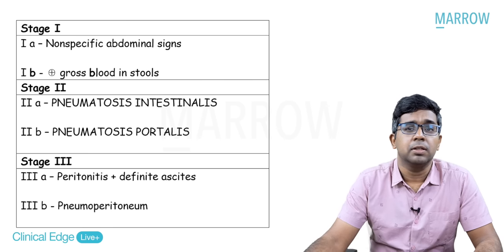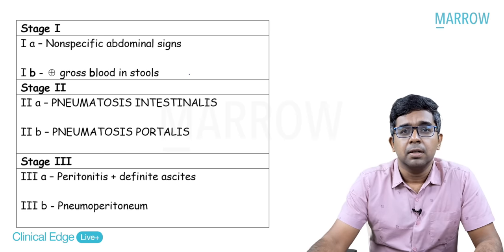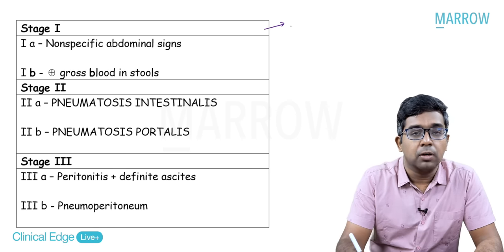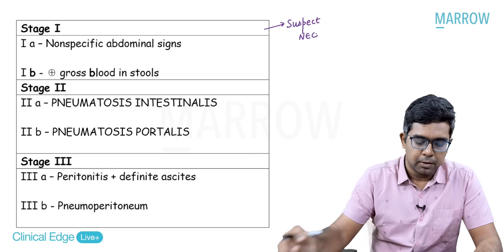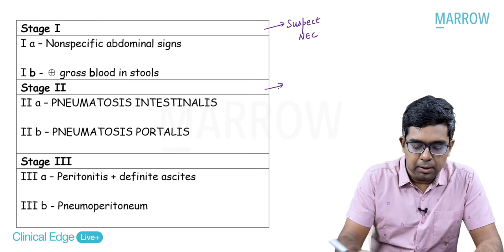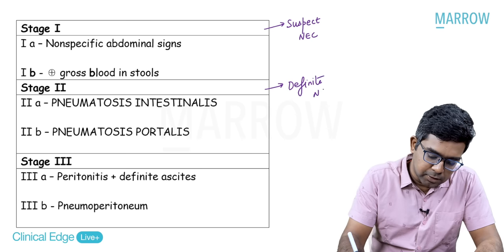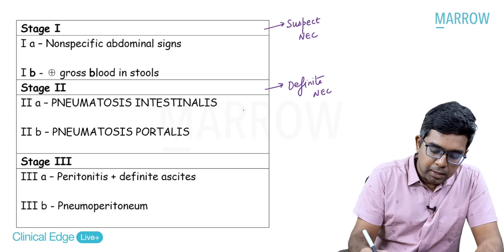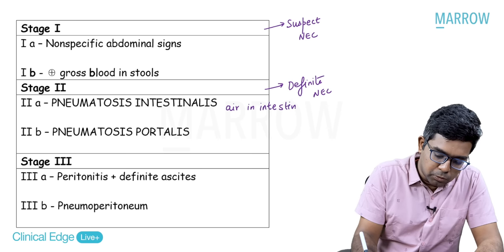Just a quick review about the modified Bell staging. Stage 1 is non-specific abdominal signs and symptoms, and stage 1B is the presence of blood in the stool. At this stage, I cannot diagnose NEC, so I will call this suspect necrotizing enterocolitis. Stage 2 is where I will actually make the diagnosis, so I'll call it definite necrotizing enterocolitis, where 2A is pneumatosis intestinalis, which is nothing but air in the intestinal wall.